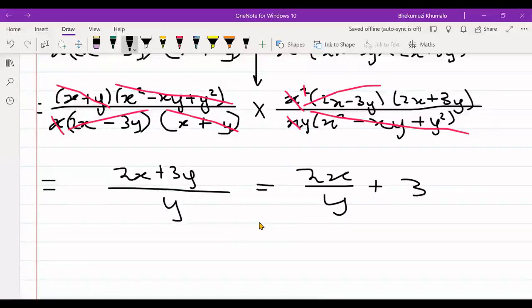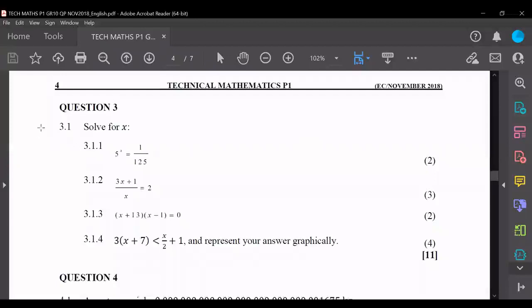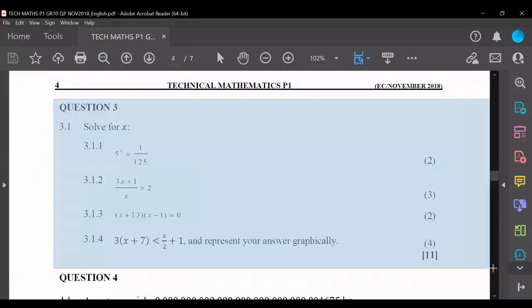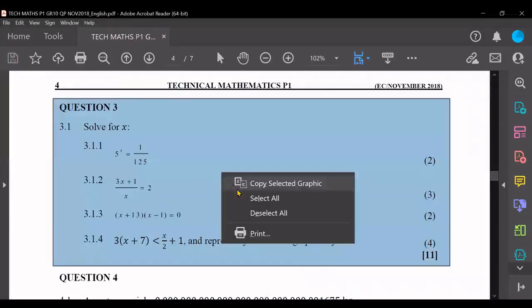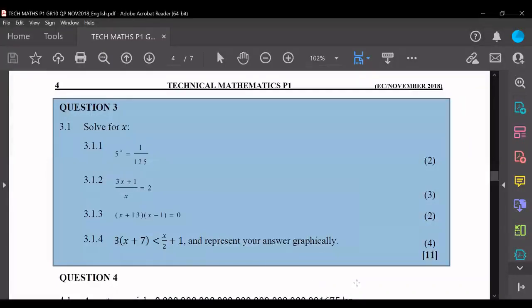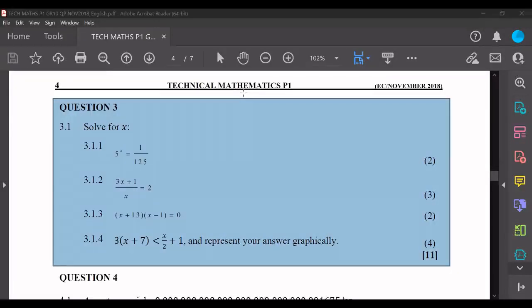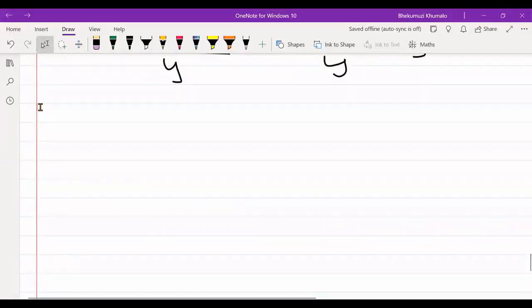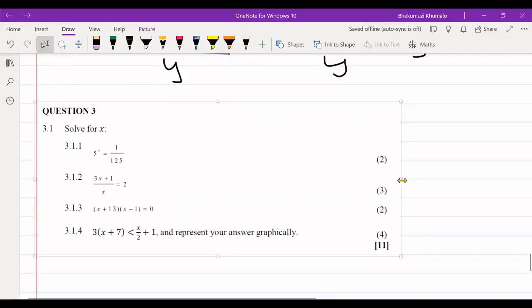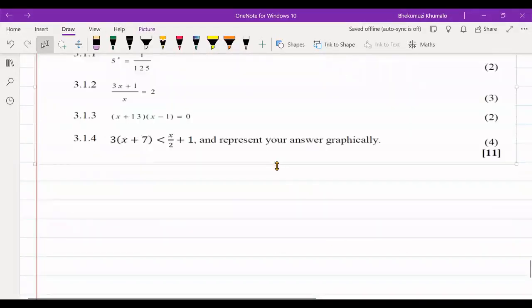Okay, so let's move on now to question 3. Question 3, the entire question 3 is solving for x. So solving for x in this case, let's solve for x. So solving for x here.